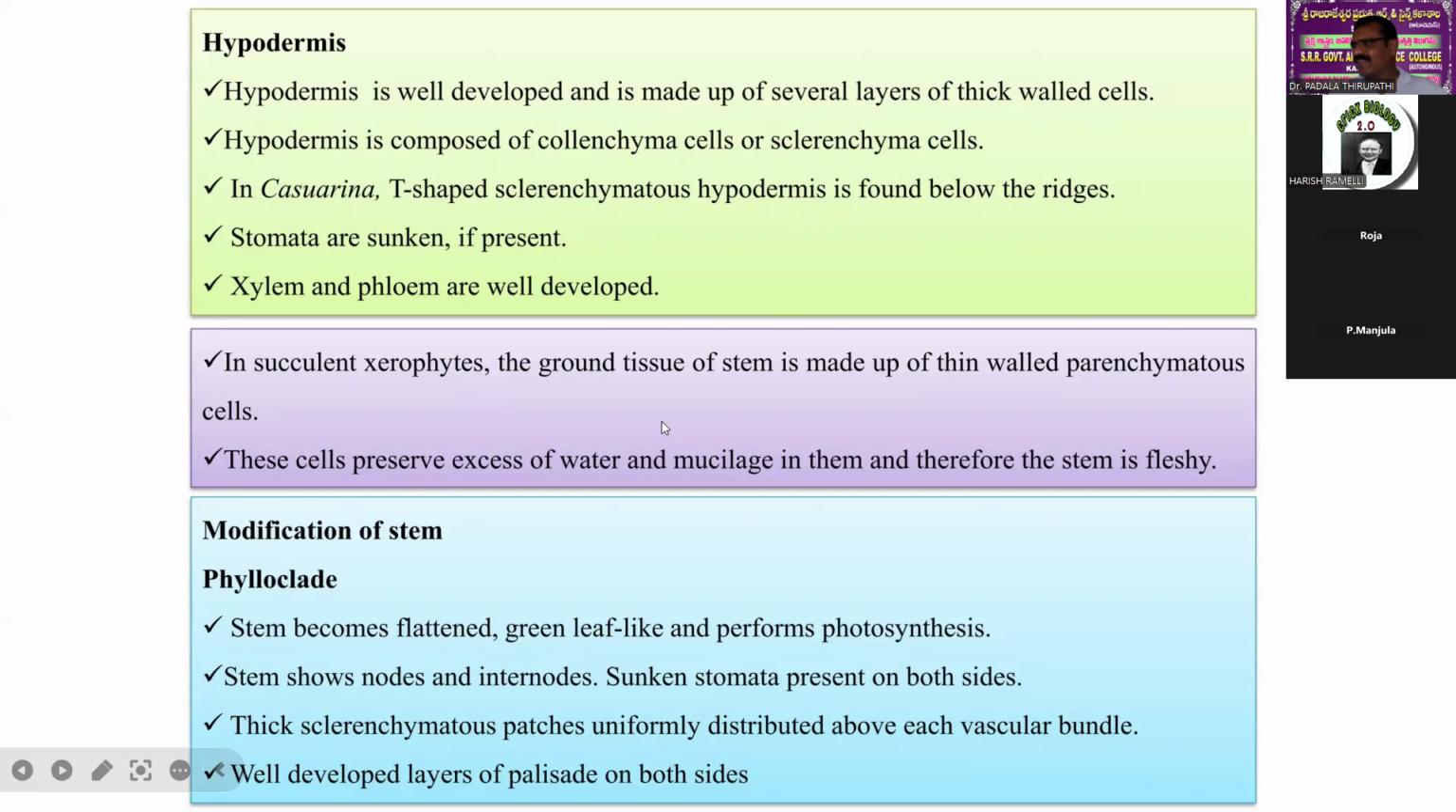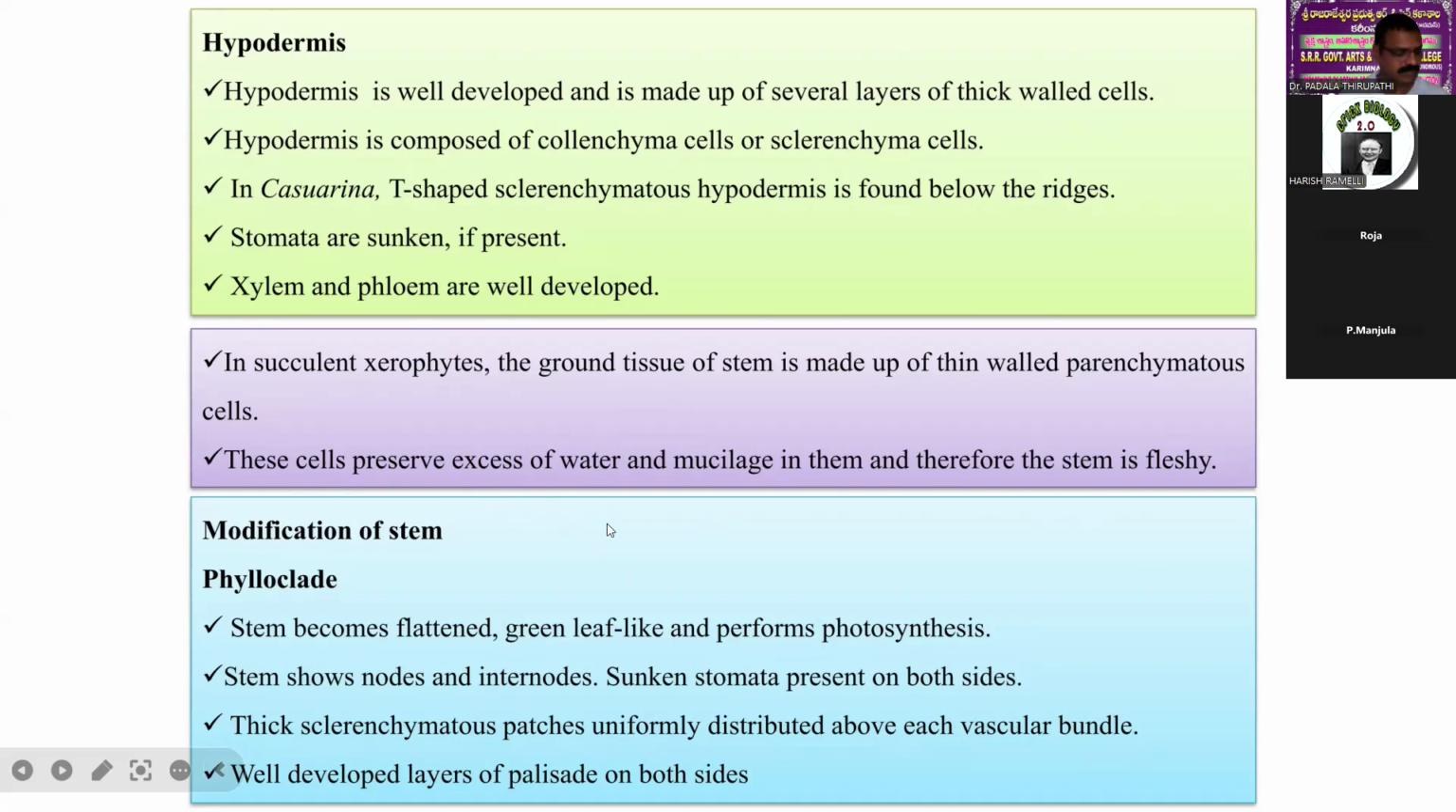In succulent xerophytes, the ground tissue of the stem is made up of thin-walled parenchymatous cells, and they preserve excess water. So in succulent plants, the ground tissues are made up of thin-walled parenchymatous cells and they store water. These cells preserve the excess of water and mucilage in them. Therefore, the stem becomes fleshy.